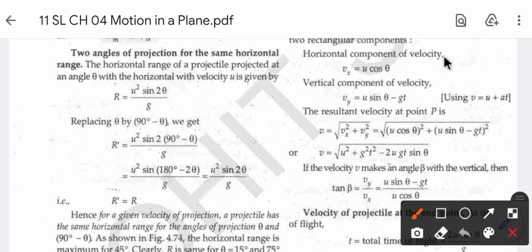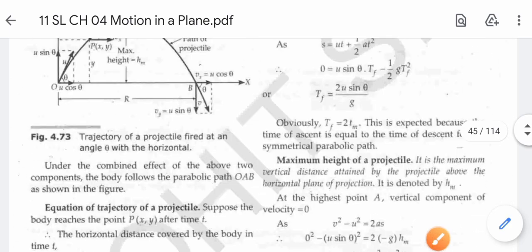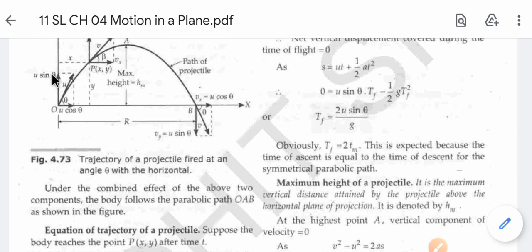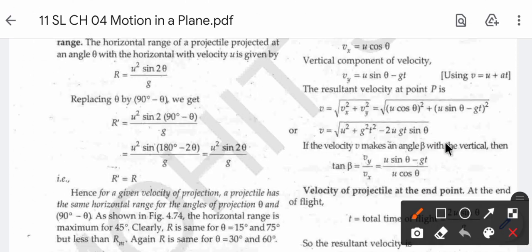The horizontal component of velocity is vx, that is u cos theta, and the vertical component of velocity is vy. So using v equals u plus at, vy can be written with the initial velocity u sin theta. We have seen that earlier. The initial velocity along the vertical was u sin theta, and the acceleration is negative g because it is acting downwards, but the projectile is going upwards, so it is acting against gravity. And time is as it is.